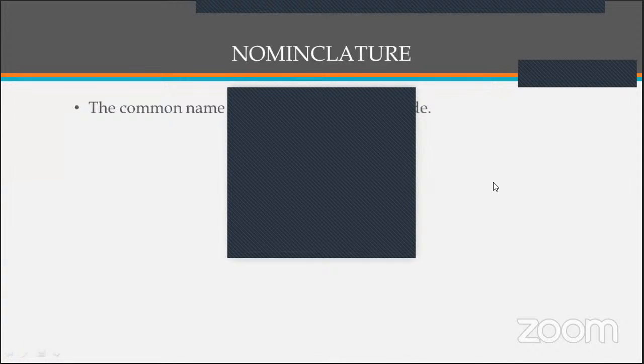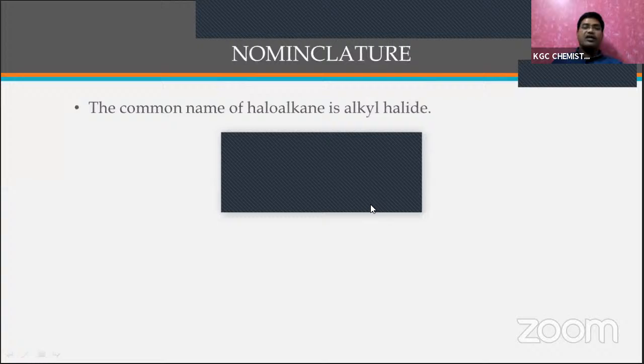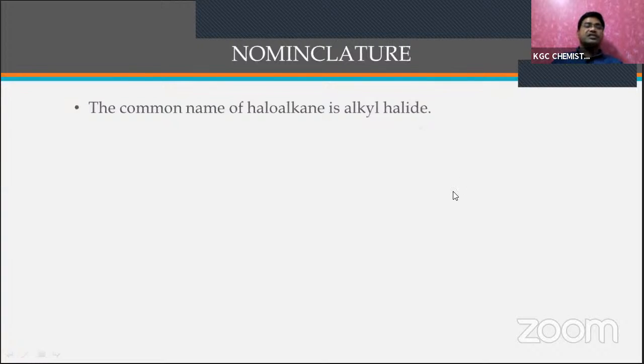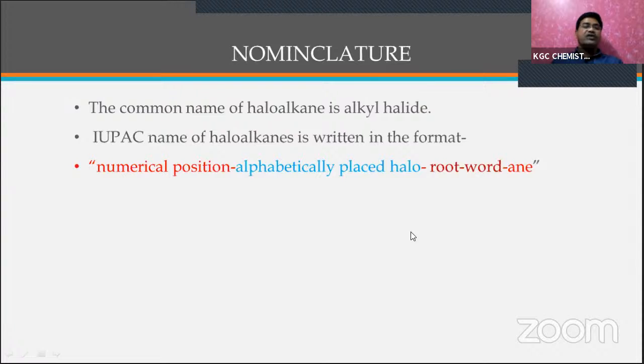See, and this is the common name nomenclature of alkyl halides. Let us see this one. The IUPAC name of haloalkanes is important for us. For this, the numerical position, alphabetically placed halo, root word, and ane. That is, halo is a prefix, you have to put its position, then a root word, and then if it is an alkane, you have to write ane.